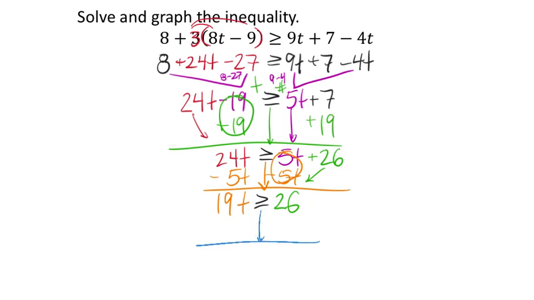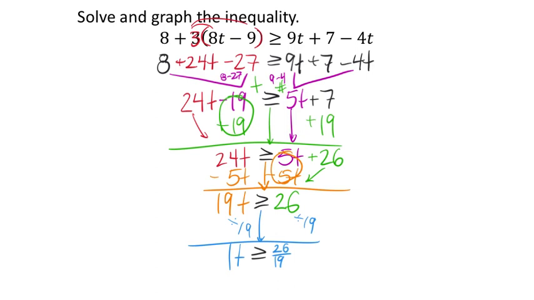No problem. Last thing I need here is a 1t. So to make a 19 a 1, I divide it by itself. But if I do it to one side, I must do it to both sides. Now that's positive 19, so the inequality stays a greater than or equal to symbol. 26 divided by 19, it really doesn't simplify. It's just 26/19.